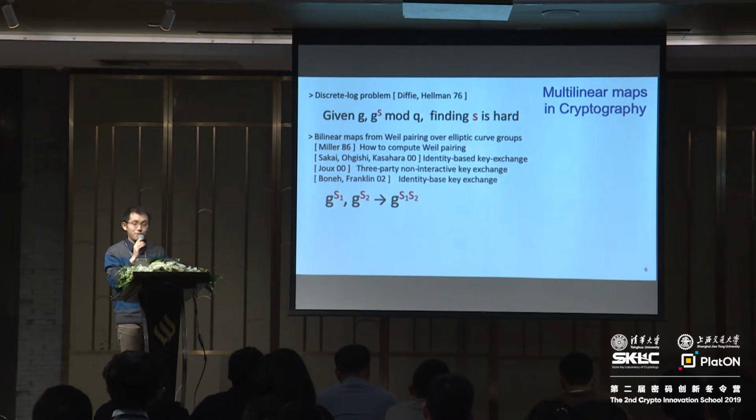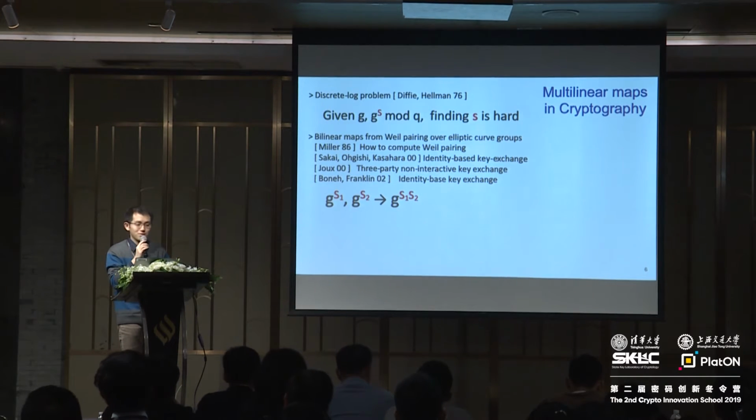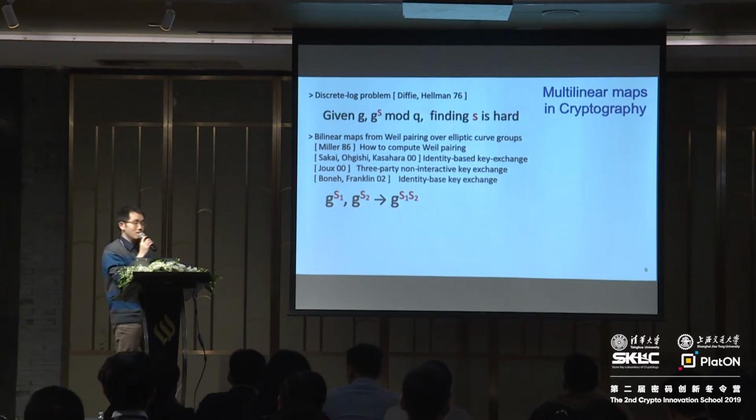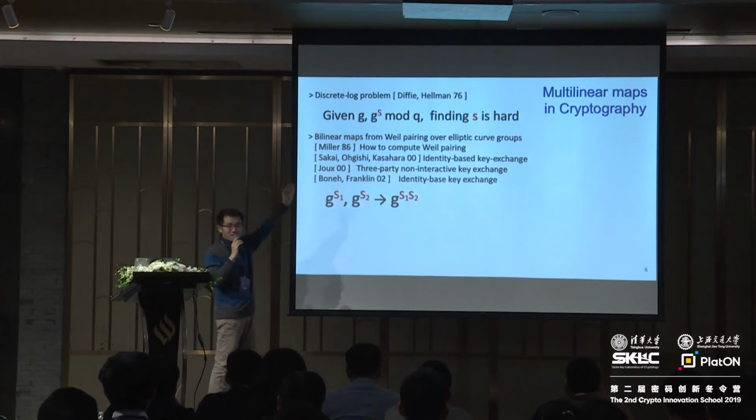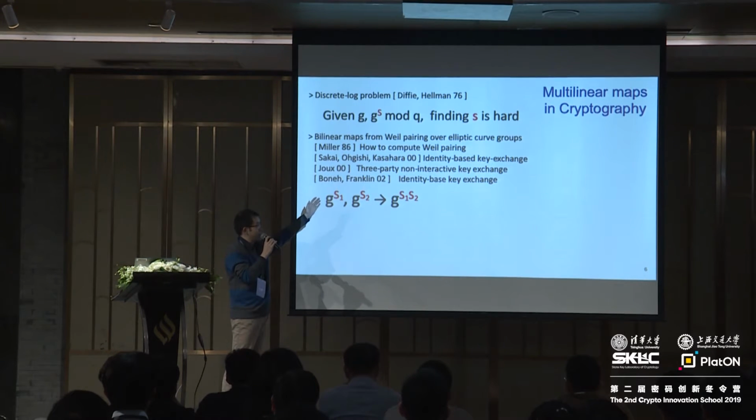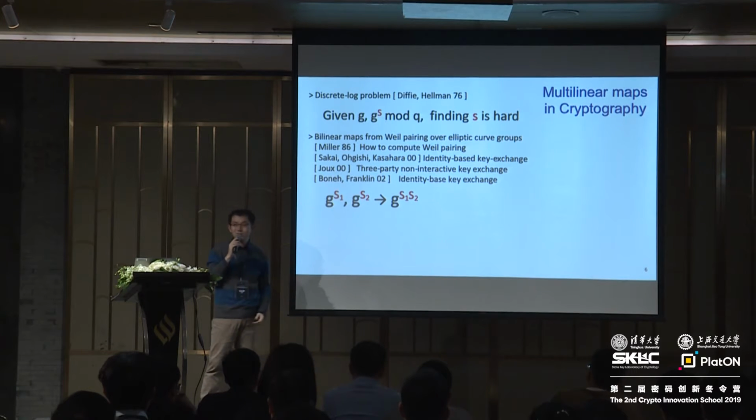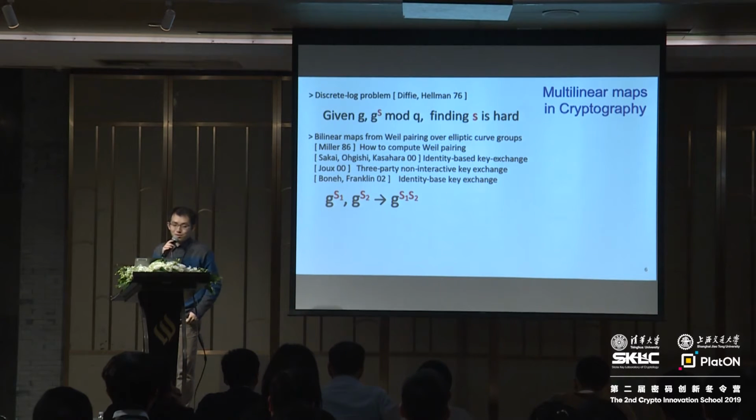So the efficient computation of such a bilinear map was proposed back in '86 by Miller, but it took a while to find real constructive crypto applications, including identity-based key exchange, three-party non-interactive key exchange, and also identity-based encryption. So actually, after these three works, I think it's fair to say there's tons of work that use this abstraction of bilinear map to build more cryptography capability.